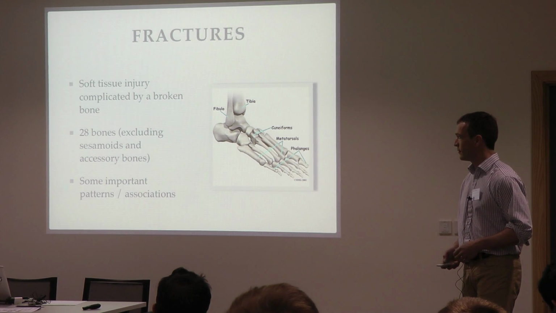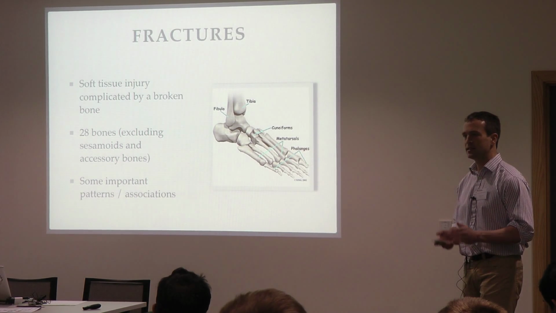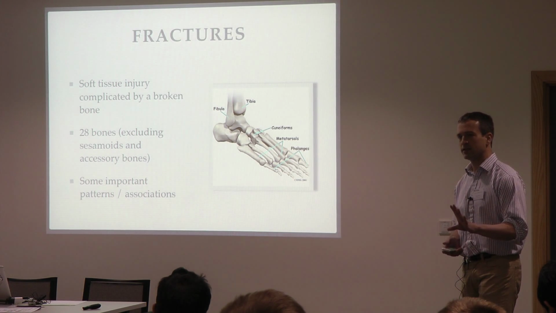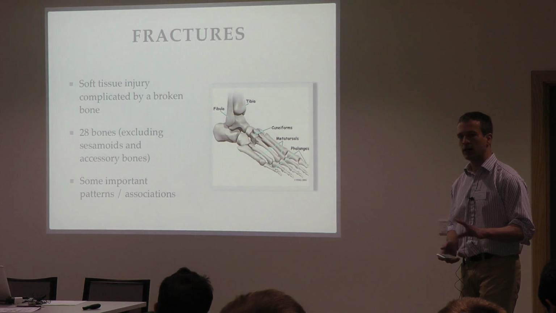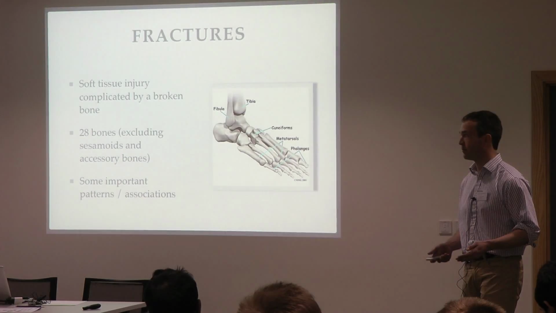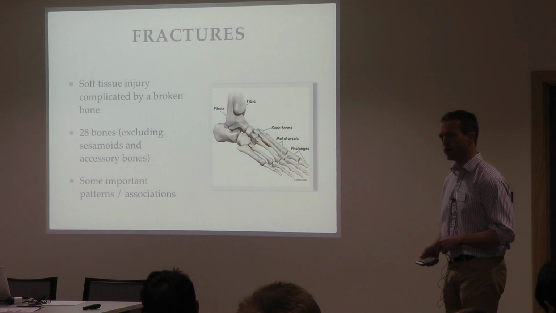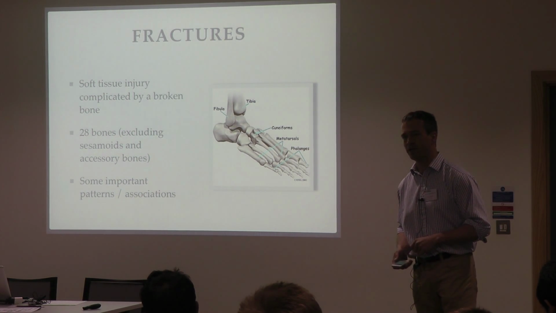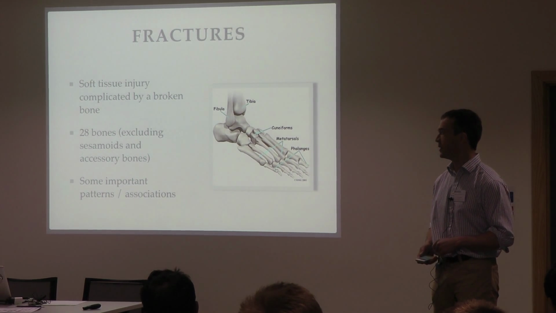So, fractures. Well, what is a fracture? Again, this is a twee statement, but as I'll come on to later, it's a really important one to think about in the foot and ankle. A fracture is a soft tissue injury primarily that just happens to be associated with one or more broken bones. And in the foot, there's an awful lot of bones to break. There's 28 in theory, if you don't include the sesamoids and accessory bones.